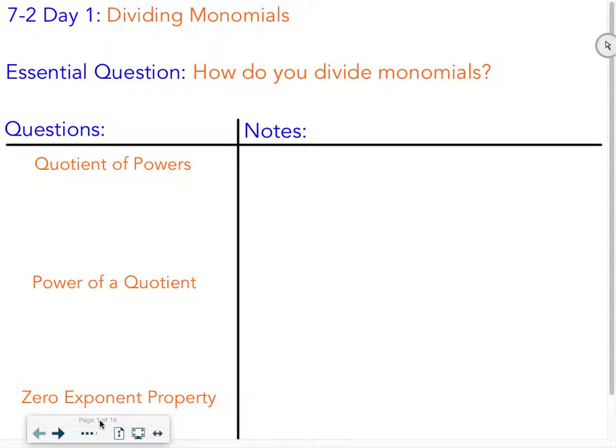So first, quotient of powers. Looks like this. So this will be one of the shortcuts for this lesson. So if you have a to the m over a to the p, you are now going to subtract your exponents when you are simplifying. So in 7-1, we added and multiplied our exponents. Now we are subtracting them.